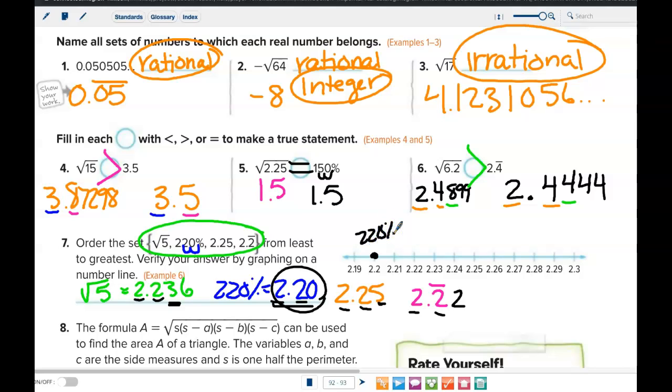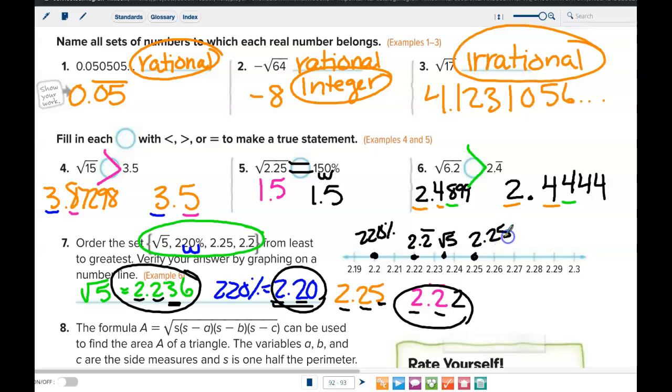My next smallest would be my 2.2 repeating, which is right here. My next smallest is my square root of 5 over here. And then my final one is 2 and 25/100, which falls right here. And I've ordered them from least to greatest.